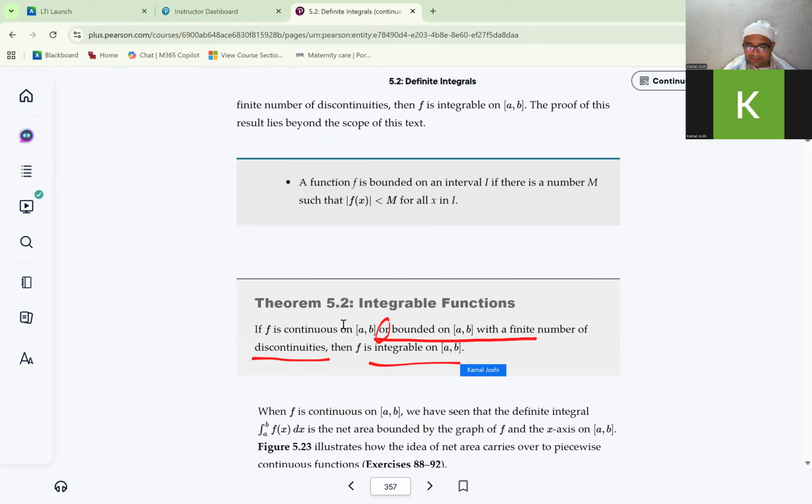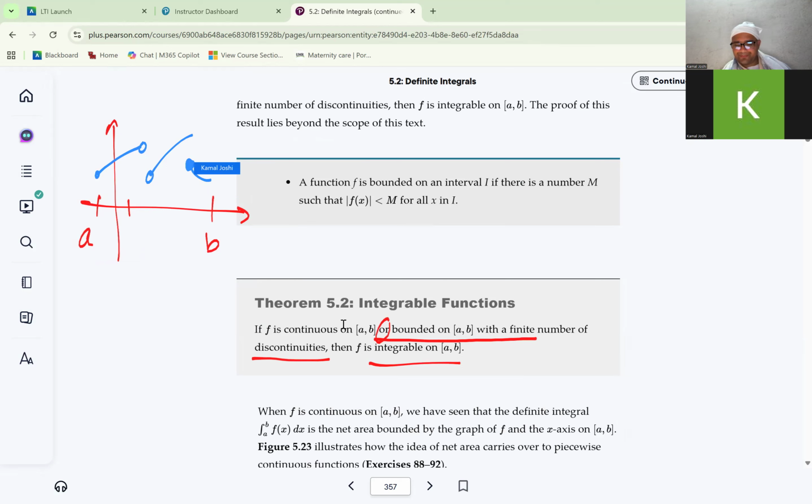I'll give an example. Let's say you're integrating from A here to B here, right? And a function could go like this. Let's say, and I might have to make it like this here. This function will be integrable. It is not continuous, but two things are happening. It is bounded.